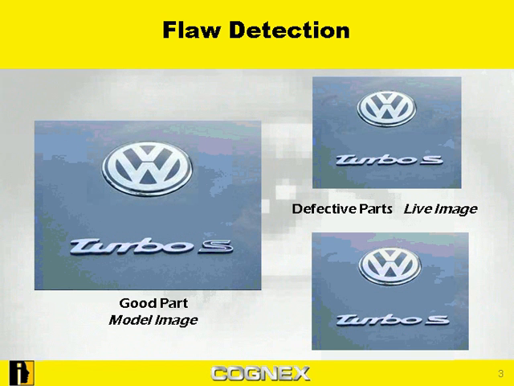As you can see in this first slide, we have flaw detection. We have this emblem on here, which is the good part, the model image, and to the right of that, we have two other images that are the defective parts. As you can tell by just reviewing the images very briefly, it's very hard to tell what the defects are.